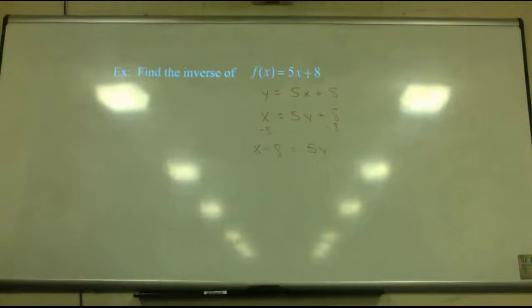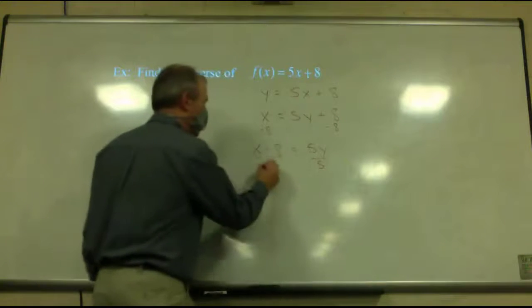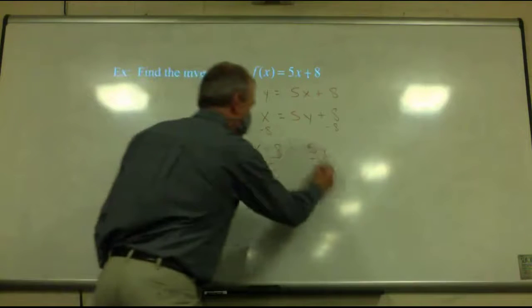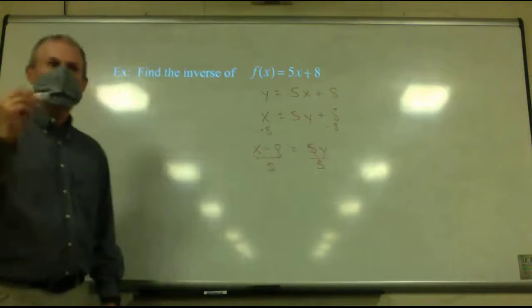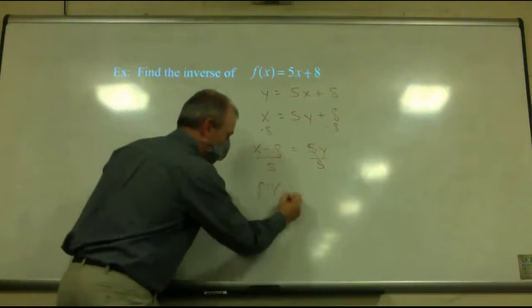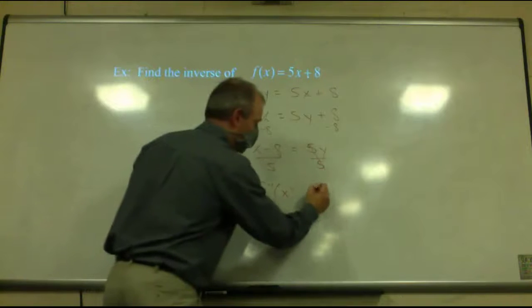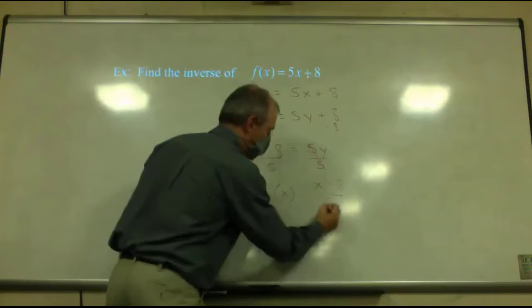Now what do we need to do to finish getting the y by itself? Divide by 5. Okay, and now the y is by itself, correct? So here's what that means. The inverse of f of x is equal to x minus 8 over 5.